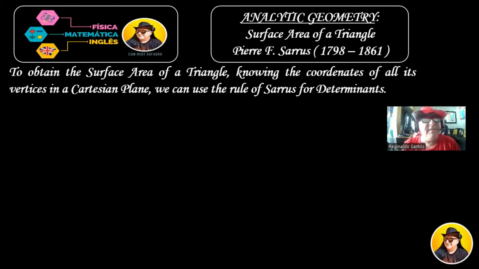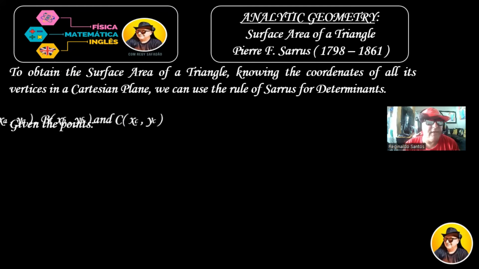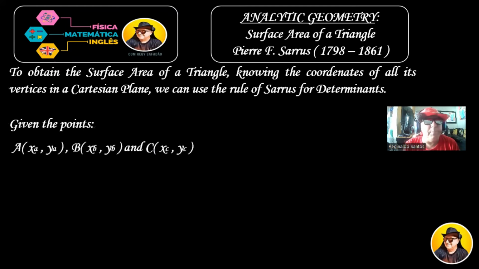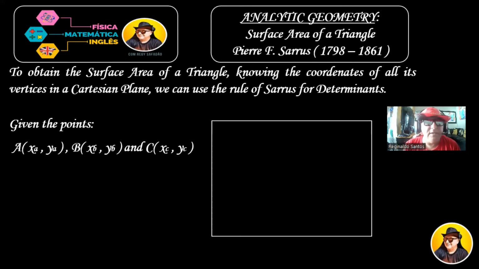Well, to obtain the surface area of a triangle, knowing the coordinates of all its vertices in a Cartesian plane, we can use the rule of Sarrey for determinants. Okay, so given the points A, B, and C: A has x of A, y of A; B, x of B and y of B; and C, x of C and y of C. So these are the coordinates of points A, B, and C.